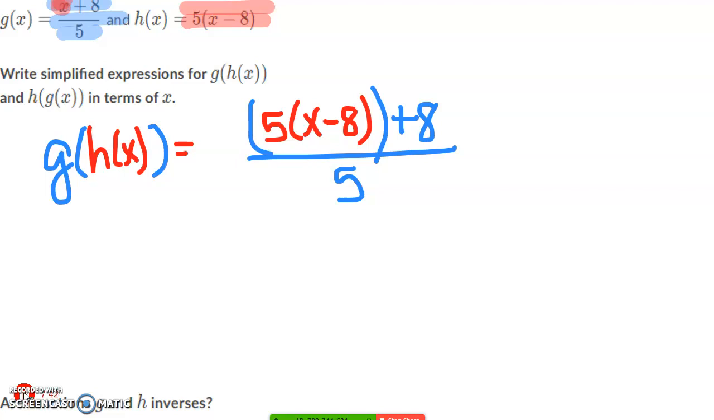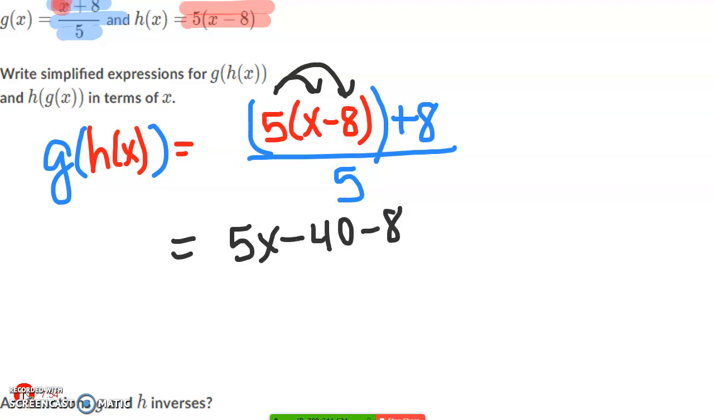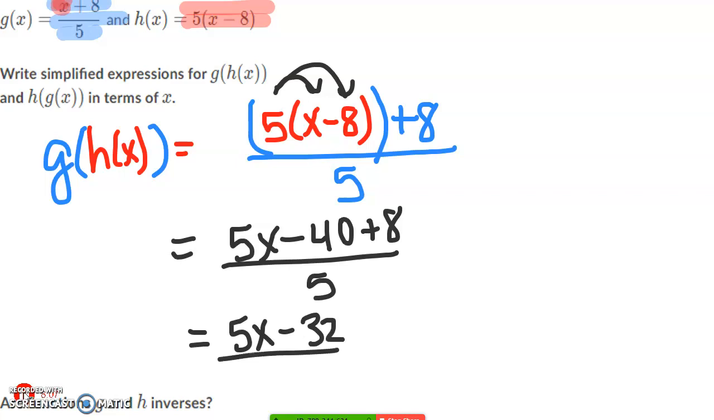Okay. Now to simplify it, let's do distributive property. That's 5x minus 40 plus 8 divided by 5, which is the same as 5x, there's plus 8, I don't know what happened there. 5x minus 32 divided by 5, which is x minus 32 over 5.